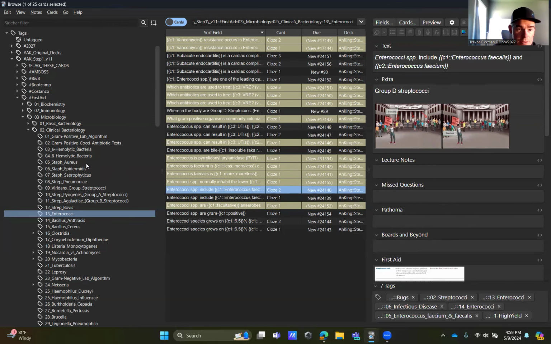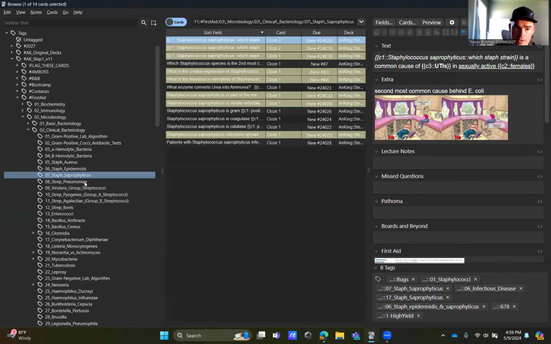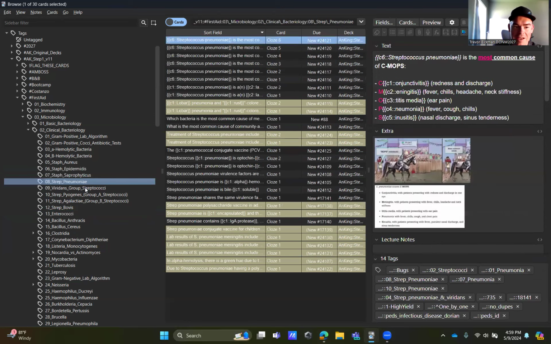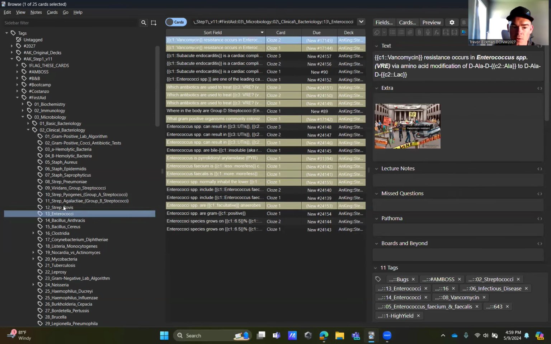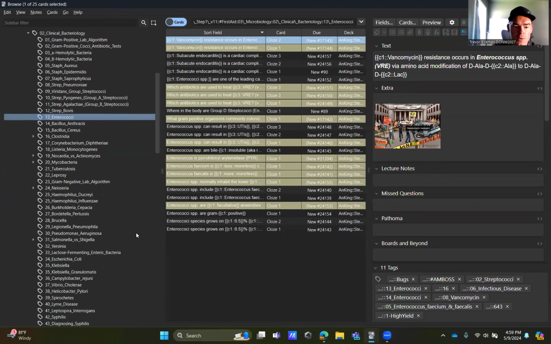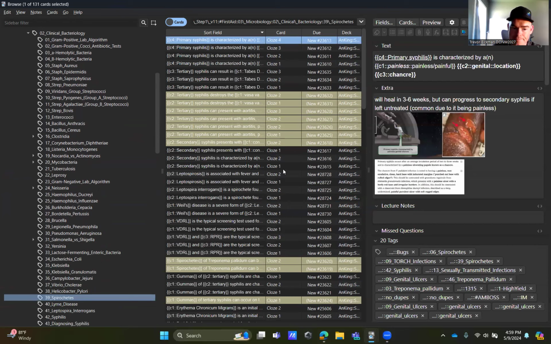And so in bacteria, so far we've covered Staph aureus, Staph epidermidis, Staph saprophyticus, Strep pneumoniae, viridans, group A, group B strep, and enterococci. We skipped over 12. And before we go to the next section, we're going to scroll down to 39, the spirochetes. And there's quite a few good cards in here.